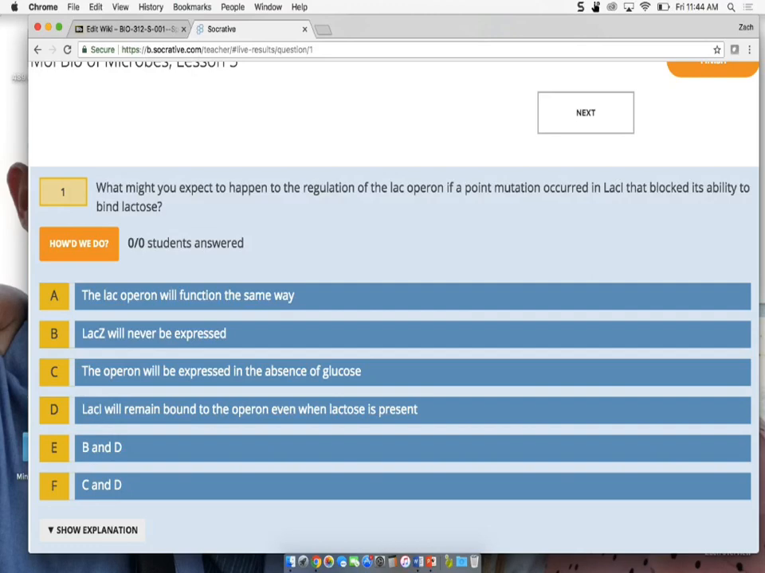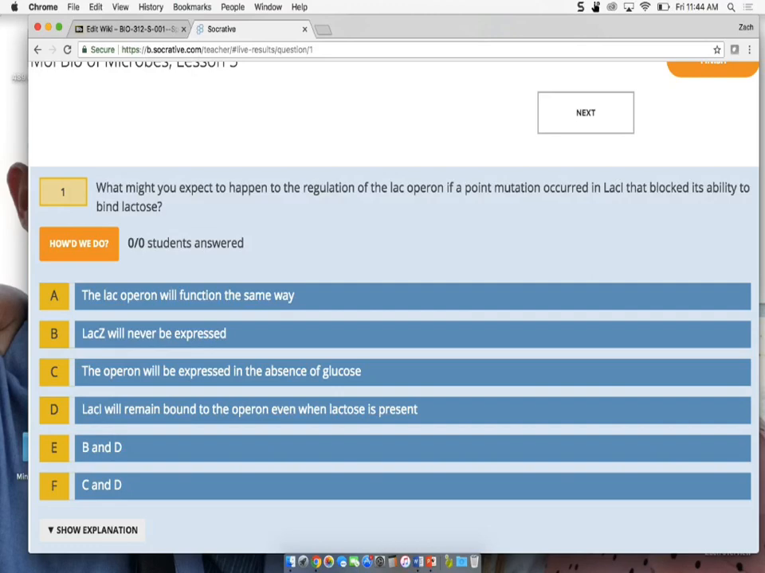Why? Good. So if LAC-I is unable to bind to lactose, what's its default state then? How would it behave? Off. In other words, it's always bound to the DNA. That's great. Excellent. Which of these then is true?